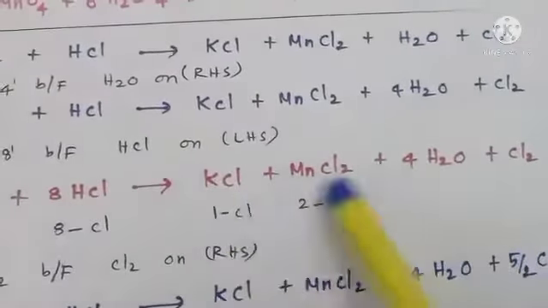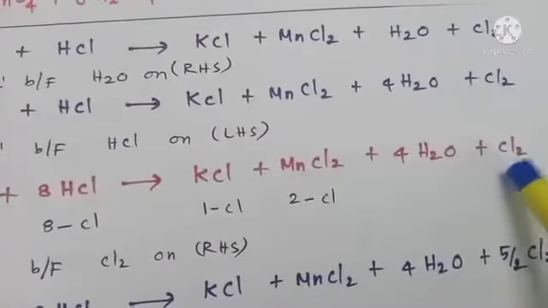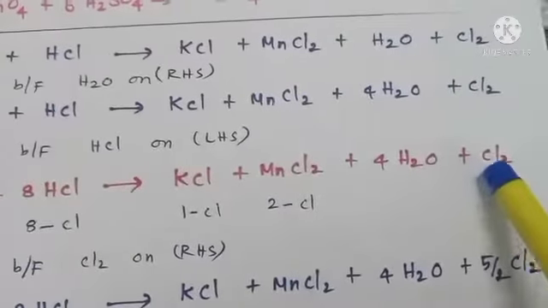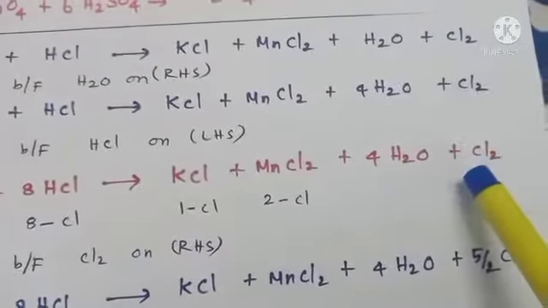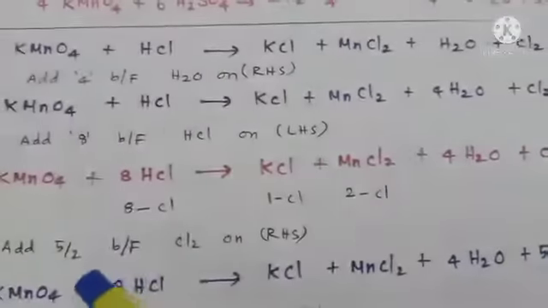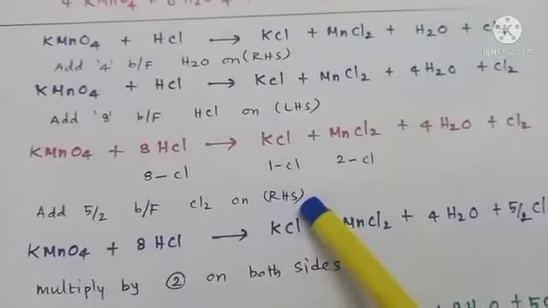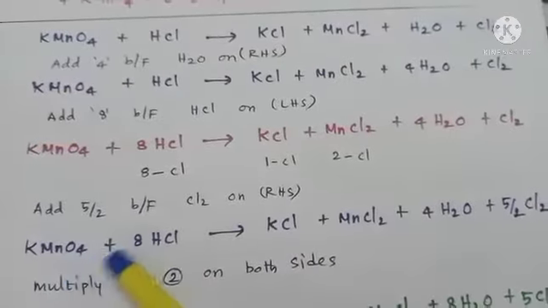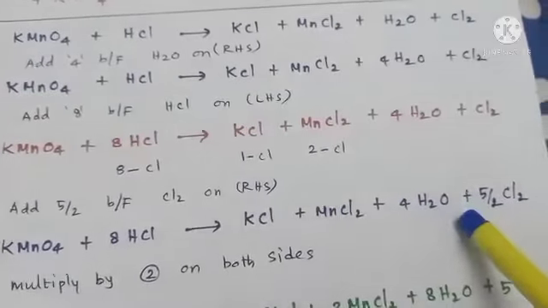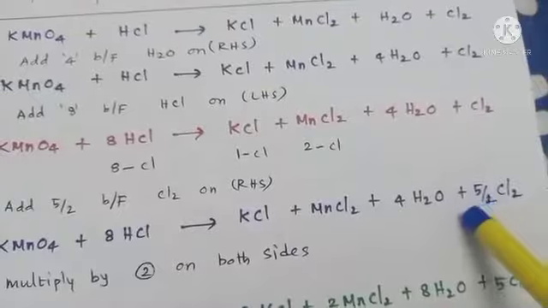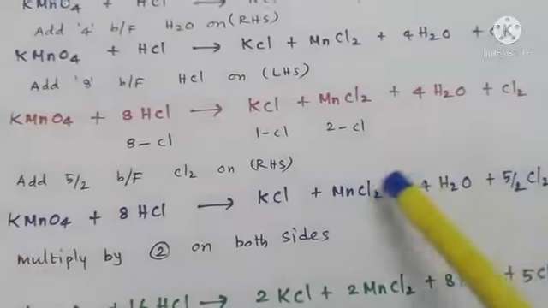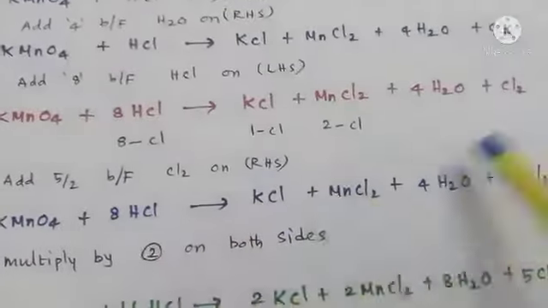Okay, right. Now this together 3, this is supposed to become 5, 3 plus 5, 8 chlorine will be balanced, isn't it? So what I am going to do is I am going to add 5 by 2 before Cl2, because 5 by 2 Cl2 is equal to 5 Cl. 5 plus 3, 8. So I add 5 by 2 before Cl2 on right hand side, isn't it? Now the equation is KMnO4 plus 8 HCl gives KCl plus MnCl2 plus 4 H2O plus 5 by 2 Cl2. This is what I have introduced. 5 by 2 Cl2 is equal to 5 Cl. 5 plus 2, 7 plus 1, 8. Here 8, so chlorine is getting balanced.